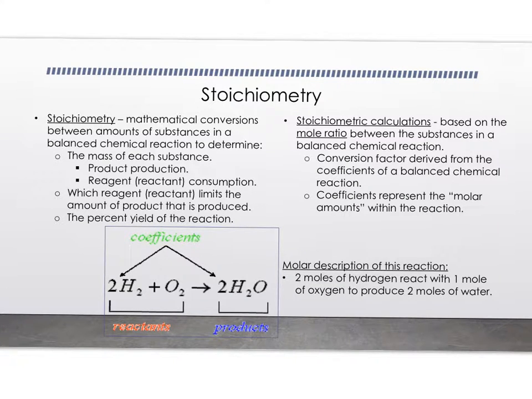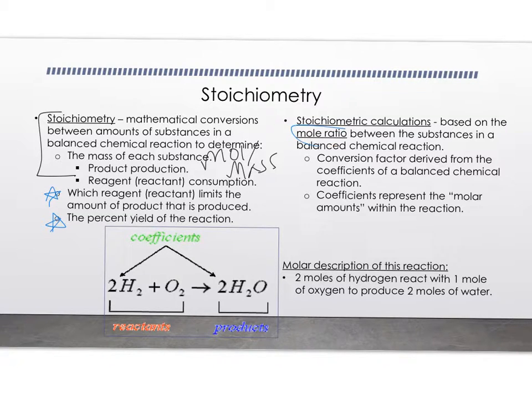Okay, so just to review a little bit, stoichiometry is mathematical conversions between the amounts of substances in a balanced chemical reaction to determine the mass of each substance based on either product production or reagent consumption. We did this in the first lecture. That was our mole to mole, mole to mass, and mass to mass conversions, so your 1 step, 2 step, 3 step. But today we're going to talk about which reagent limits the amount of product that can be produced, or the percent yield in the reaction.